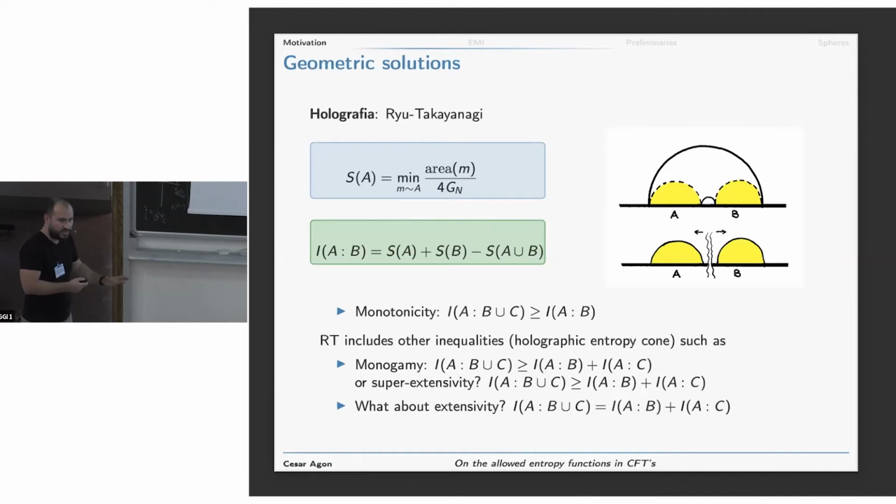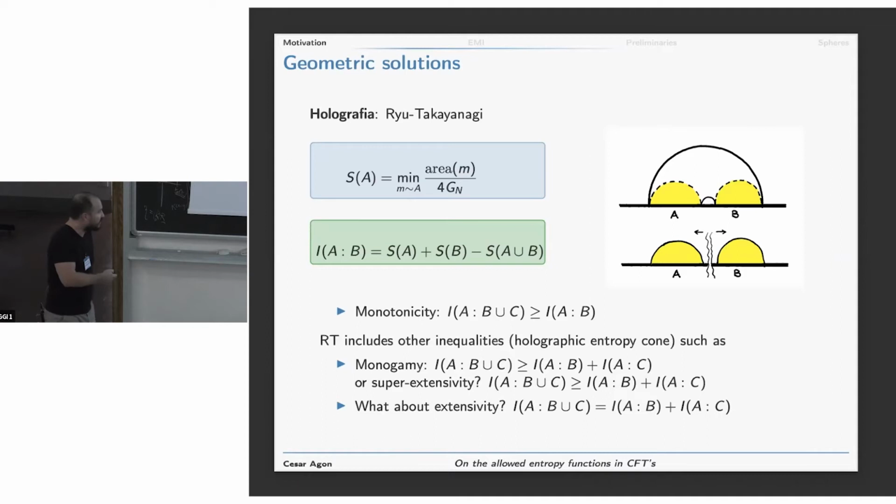I would like to motivate that, similar to monogamy, which is an inequality between the mutual information of adjoined regions and their individual mutual informations, like here I put B union C and here B and C, then maybe motivated by this, you could have come up with a property called extensivity. What is extensivity? Just propose to restrict to the kind of theories that obey this property, that the mutual information of A with B union C is just the sum of the individual mutual informations. None of the previously mentioned properties forbid us from doing that. So maybe this will help us find a particular solution.